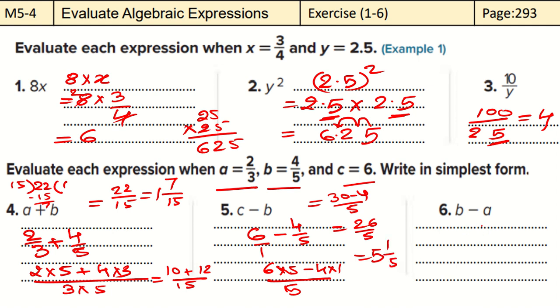Okay. Now the last one is B minus A, which means 4 over 5 minus 2 over 3. By the same method, like question number 4 I did here. So this is multiplied by this. So 12 minus 10 over 5 times 3 is 15. So this is 12 minus 10, 2 over 15. This is the answer. Okay.